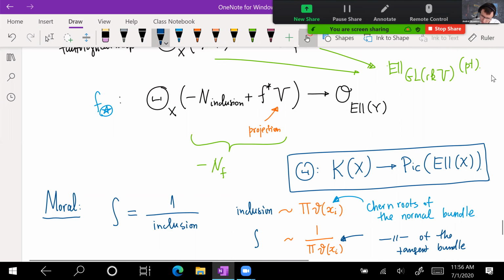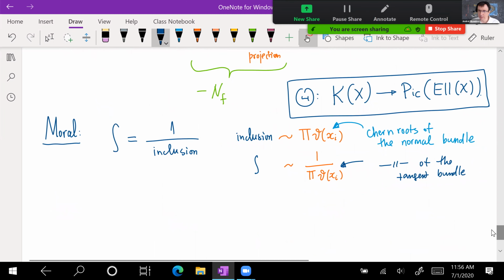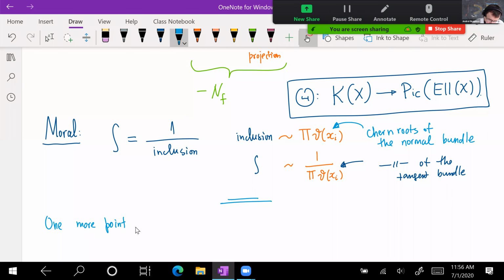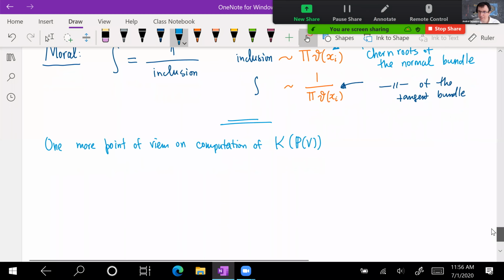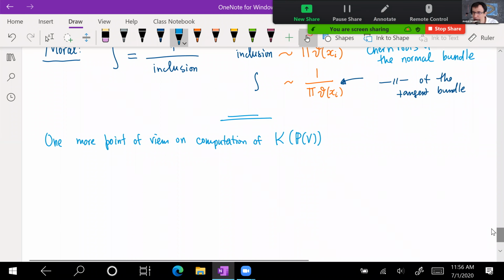All right. So I'm not even at the beginning of what I was planning to discuss today, but let me conclude with one more point of view on the computation of K theory of projective space. So we've looked at K theory of projective space from left, from right, from top, from the bottom, from the front, and now we're going to have it from behind.